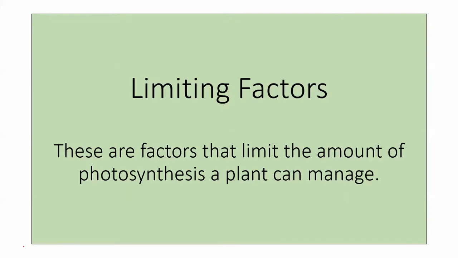So these 3 things are limiting factors. Basically, a limiting factor is anything that will limit the amount of photosynthesis a plant can manage. So we've just said our 3 limiting factors are warmth, so temperature, light, or we're going to call it light intensity in a short while, and carbon dioxide, the levels of carbon dioxide.